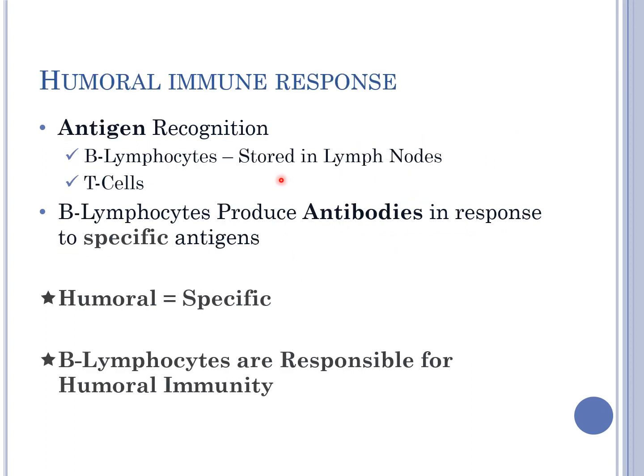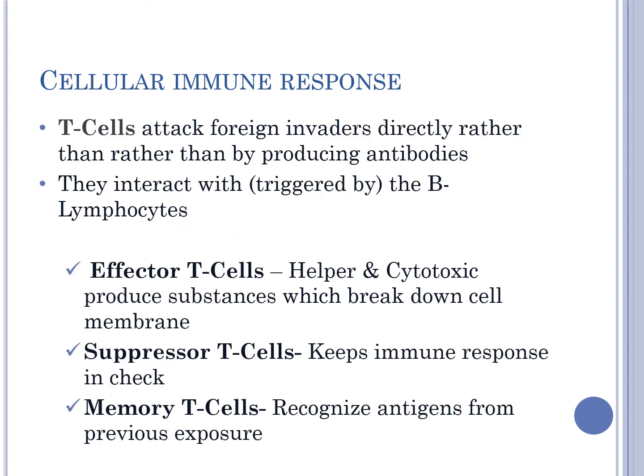All right, so humoral response once again, so antigen recognition, we know about B lymphocytes being activated. We know that they produce antibodies to specific antigens, and we know they're specific, right? So B lymphocytes are for humoral immunity. And then for the cellular immune response, we know that the T cells attack foreign invaders directly rather than by producing antibodies. So no antibodies under the cellular immune response. All right.